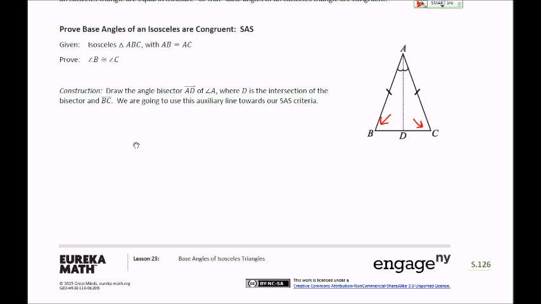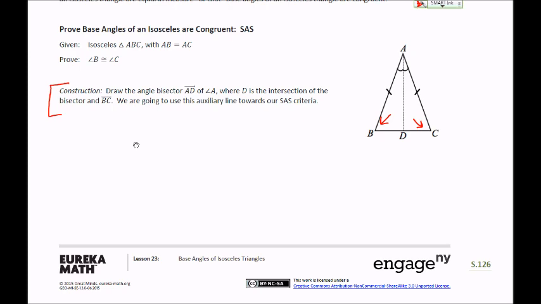Now right here, they give us a hint to use the angle bisector of angle A. Hopefully you see in there, we have a left triangle and a right triangle, kind of cutting that isosceles triangle in half. And our goal will be to prove that those two triangles are congruent using the side-angle-side congruence criteria. And then if those triangles are congruent, then all the corresponding sides and all the corresponding angles must be congruent. Specifically, angle B must be congruent to angle C because they are corresponding angles. That's kind of the broad picture for this proof.